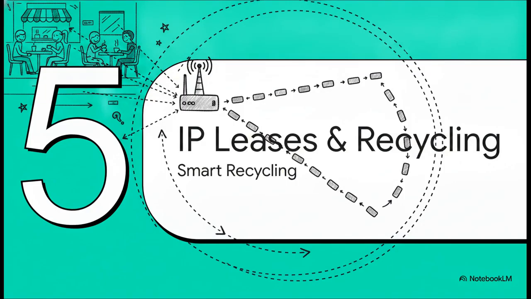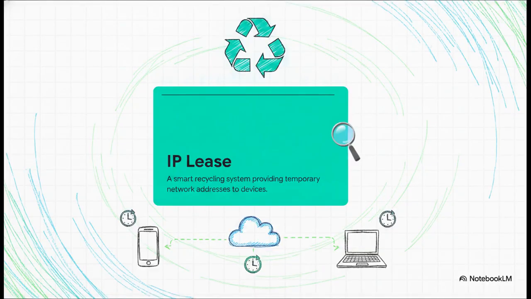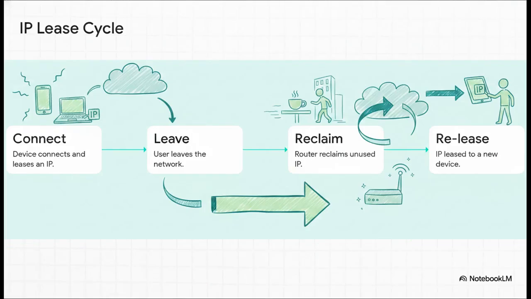Section 5, Smart Recycling with IP Leases. But wait, you might be wondering, what happens when that busy cafe gets 1,000 different customers over the course of a week? The router only has a limited number of addresses to hand out, so how do we not run out of space? Well, DHCP uses this genius concept called an IP lease. This is a smart recycling system that provides temporary network addresses to devices. You see, an IP address isn't permanent. When your phone gets an address at a coffee shop, it's not claiming it forever. It's really just renting it temporarily. This maximizes the network's efficiency and ensures that addresses are literally never wasted. Let's move to the steps and see how this builds a perfectly sustainable digital environment.